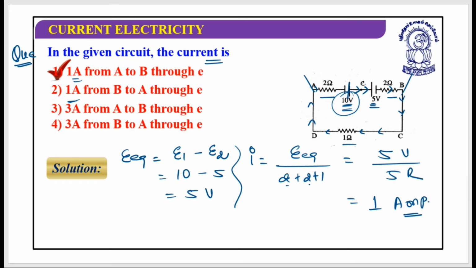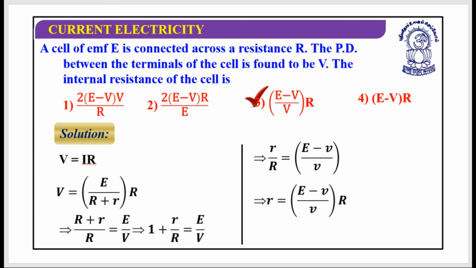I hope these things are clear. Is it? So current is moving in this direction because it has been mentioned through E. Is it clear? Can we do this? Great. Next question. Look at this.